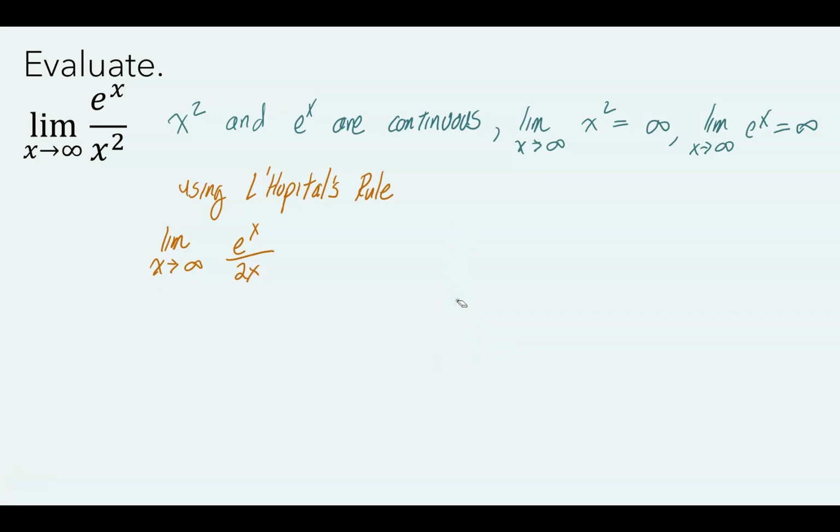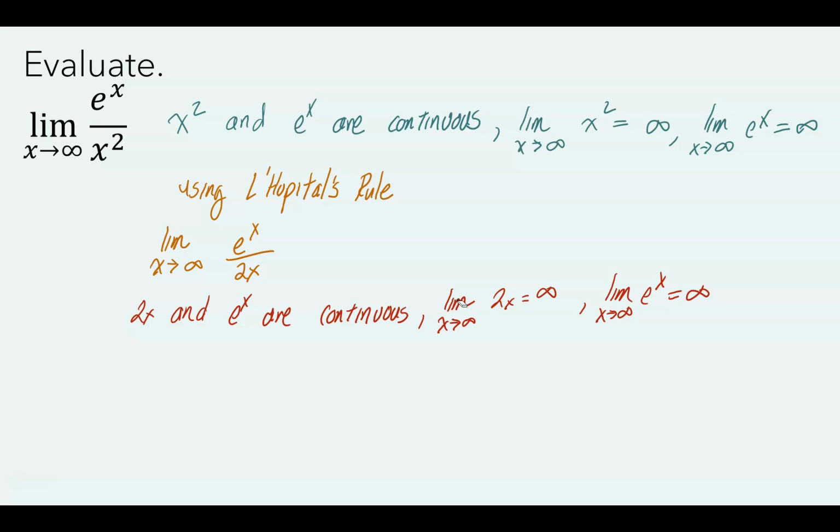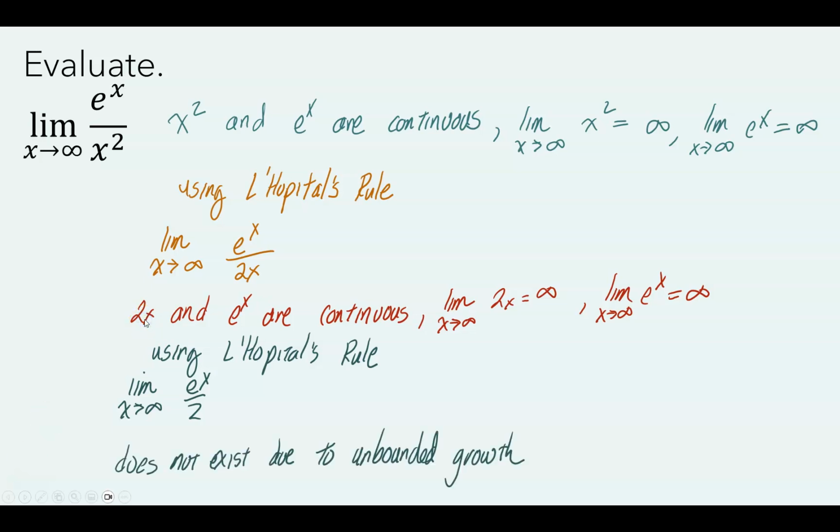And here's something else we haven't mentioned yet. You can use L'Hopital's rule twice. So e to the x and 2 times x are both continuous, and the limit as x approaches infinity of 2x is infinity. The limit as x approaches infinity of e to the x is infinity, so we can use L'Hopital's rule one more time. And now we get the derivative of e to the x over the derivative of 2x. And the limit as x approaches infinity of that is, of course, not a number. So that does not exist due to unbounded growth.